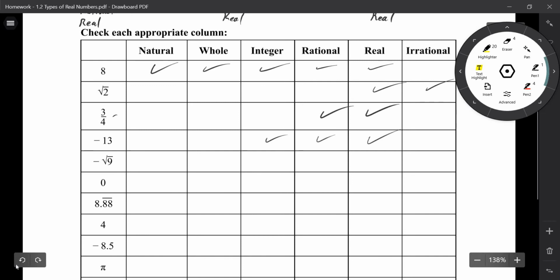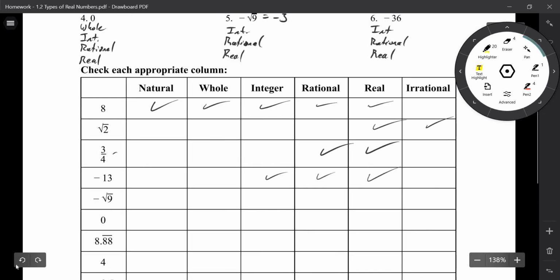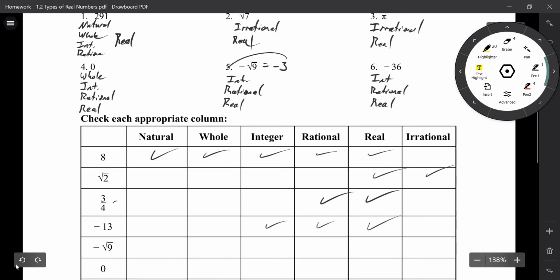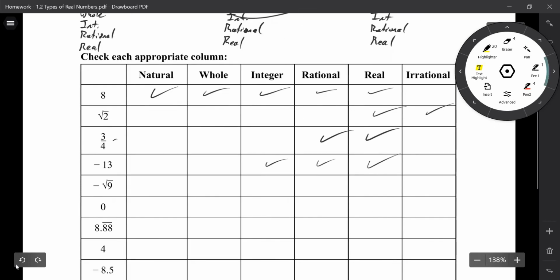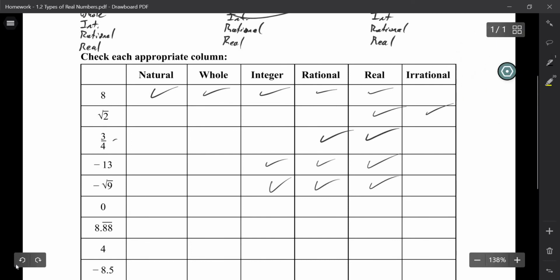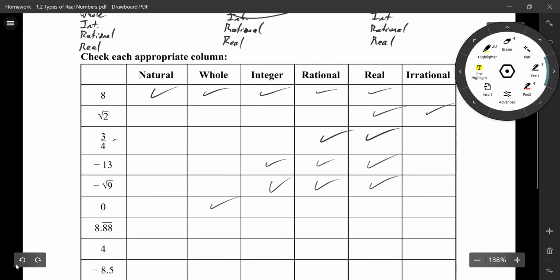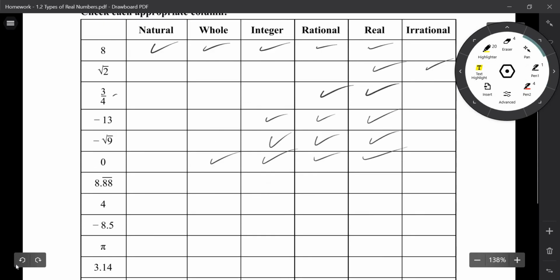Negative square root of 9, we already did that right here. It's just -3. And we can just copy our answer down. So it is an integer, it is rational, it is real. 0, the only whole number that is not a natural number, which makes it whole, integer, rational, and real.